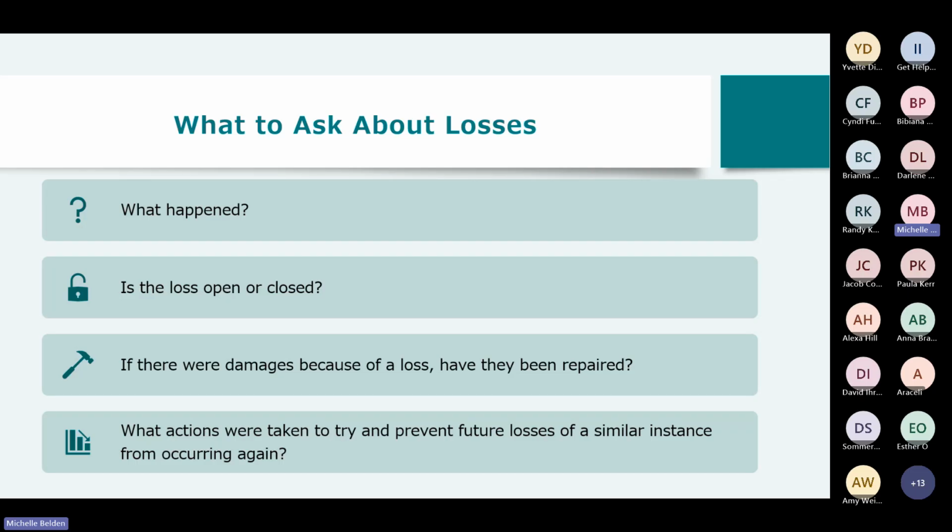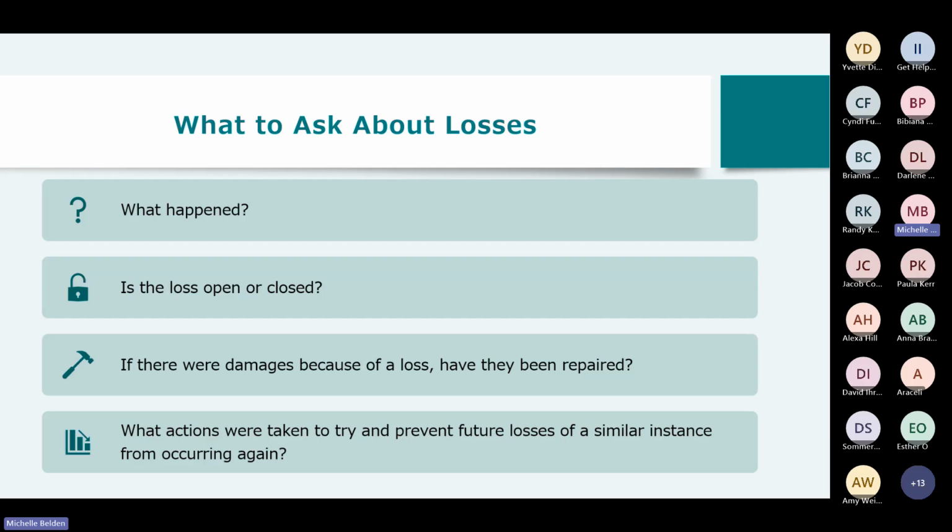Wanting to know if the loss is open or closed. If it's still open, we want to know, have they begun repairs, where are they in the claims process? Is it one that's potentially going to be open for a little bit? Because, like I said, they could be going through the court system because there's a lawsuit.